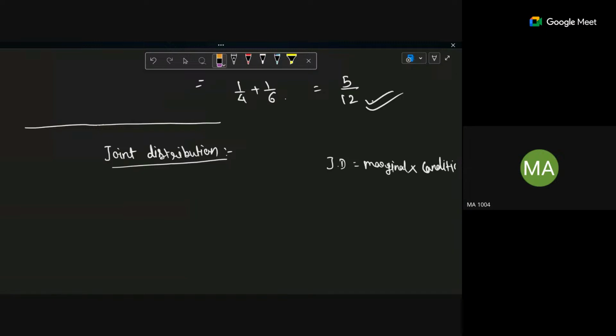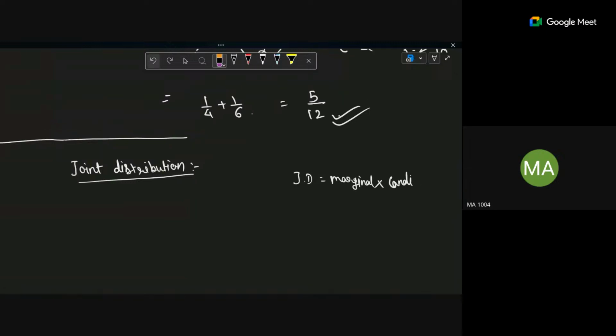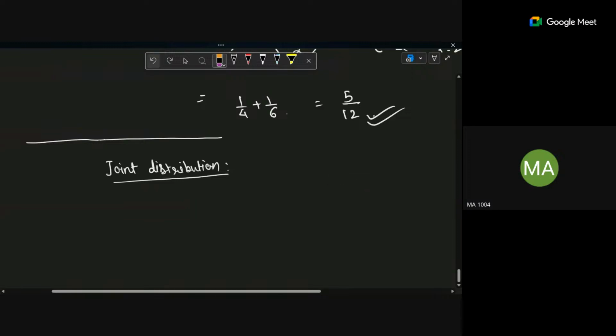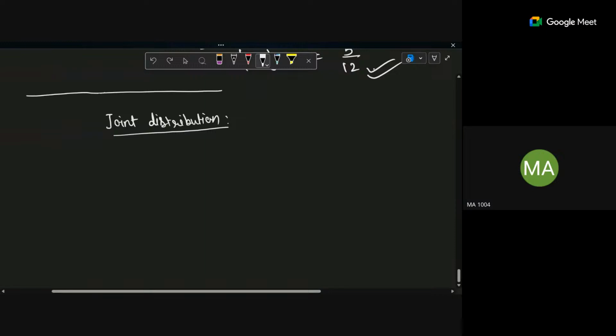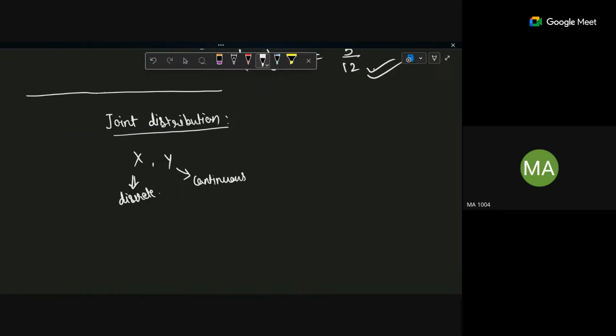But when it comes to checking what is joint distribution, what do you mean by it? Let's say there is some experiment on which two random variables x and y are defined, where x is a discrete random variable and y is a continuous random variable. If this kind of situation is given to you and we are interested in finding the probability of x and y taking some particular values, then how to proceed, that we are going to learn.